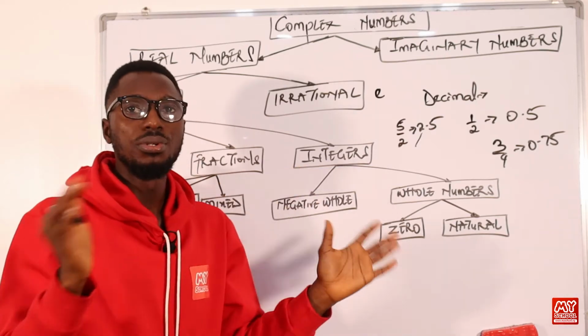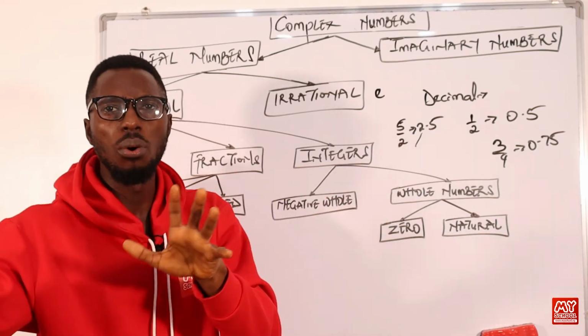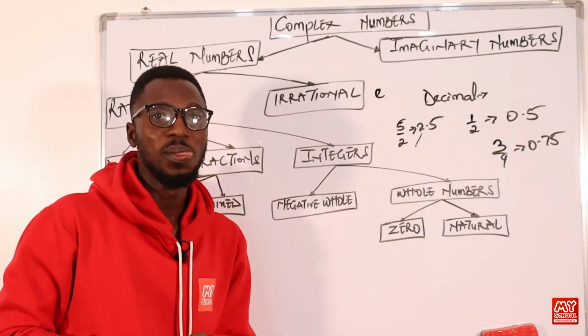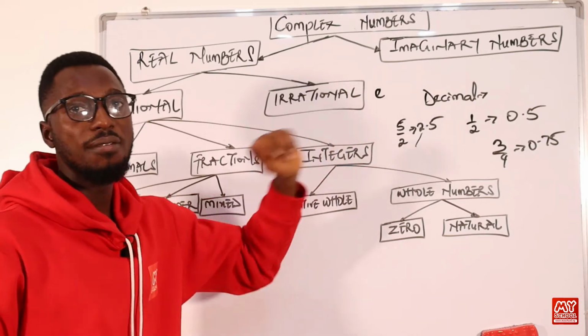So for root 2, you just get probably 1.4, to be correct about that, 1.4, then other numbers follow. So that is what we have for this presentation.